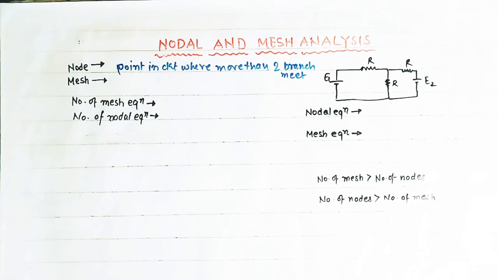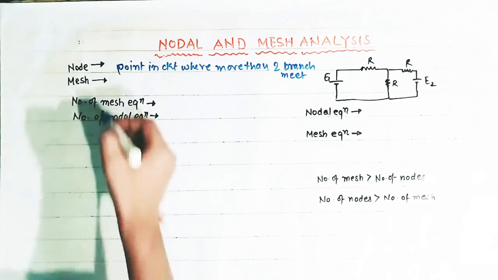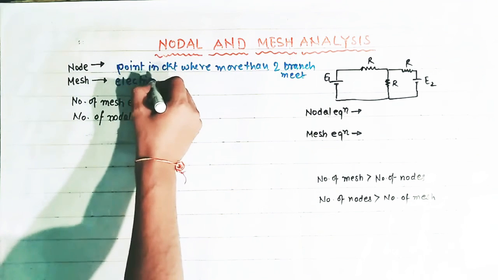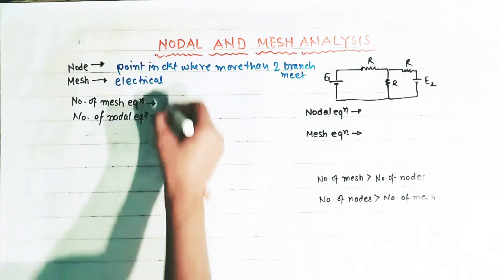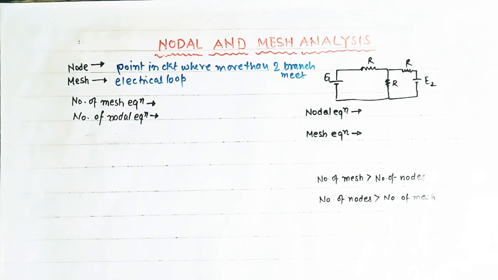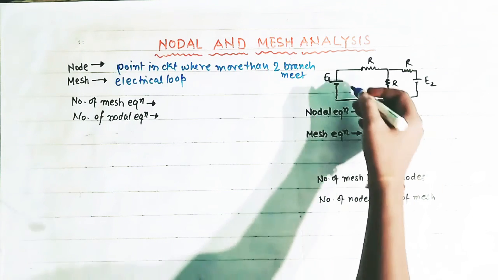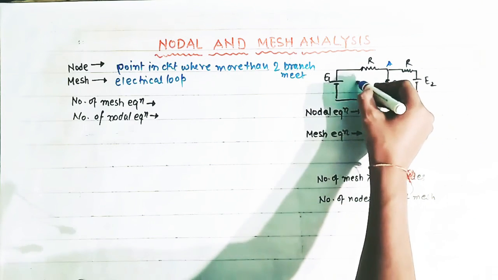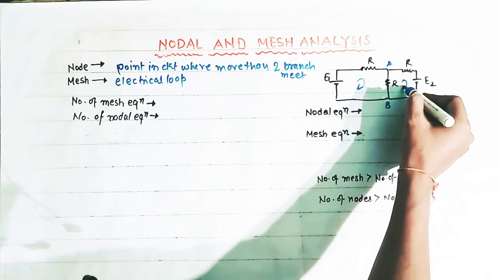And what is a mesh? In very short we can say that a mesh is an electrical loop. Loop means a closed path. It is a path through which the circuit starts and ends at the same point. See, here in this circuit, this A and B are two nodes and these two are meshes.